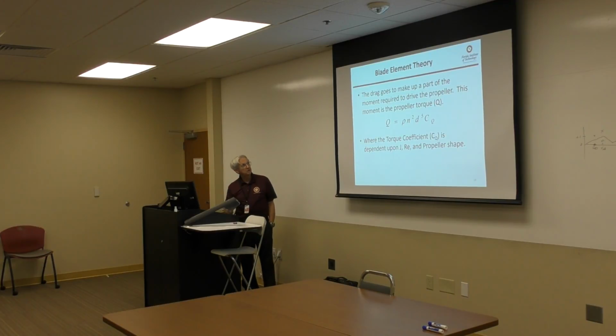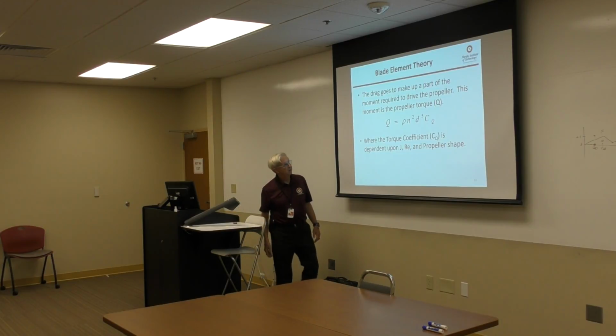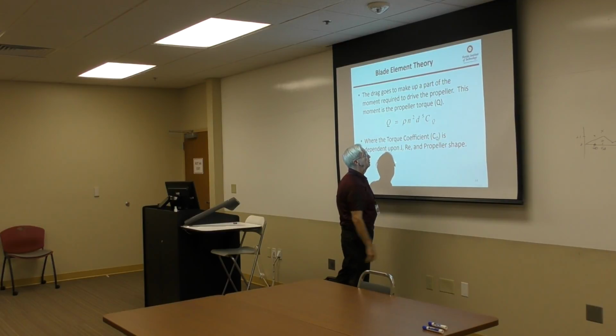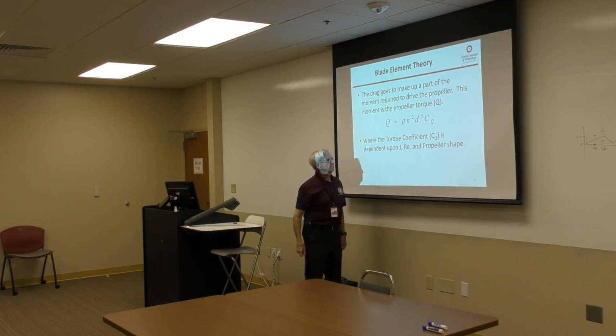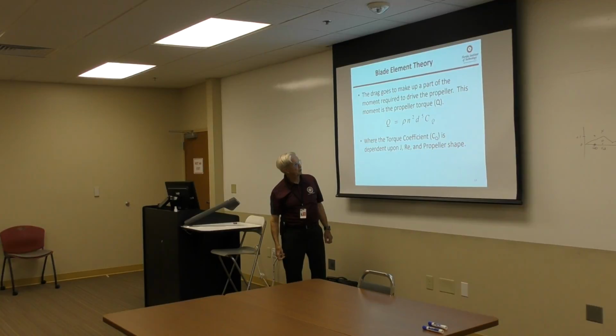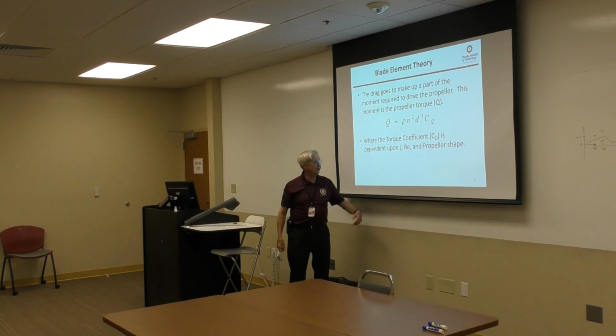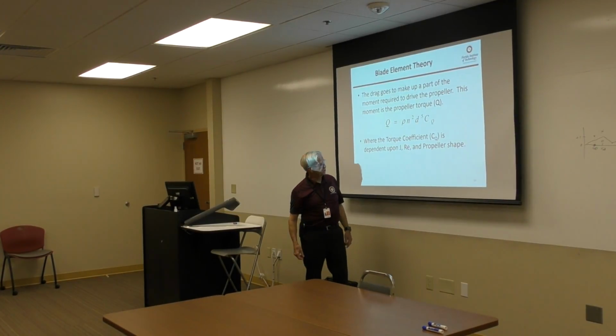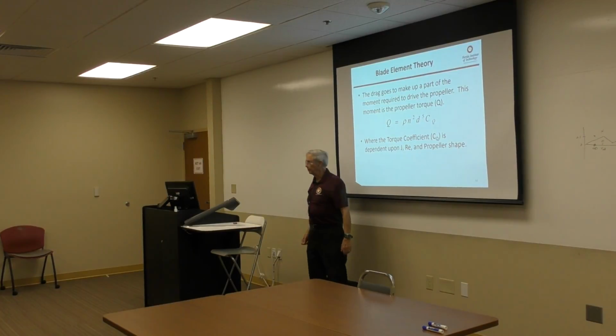The drag is made up as a part of the moment required to drive the propeller, and that propeller torque Q is equal to, again, air density, revolutions per second squared, diameter of the propeller to the 5th power, times a torque coefficient, C sub Q, and that's dependent upon, again, our friend the advance ratio, Reynolds number, and the shape of the propeller.